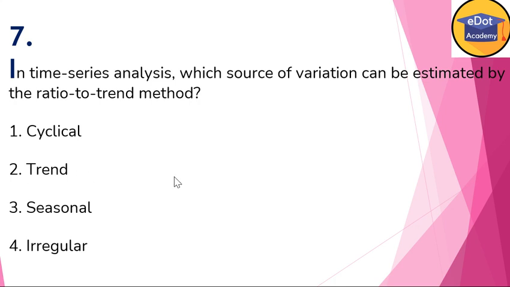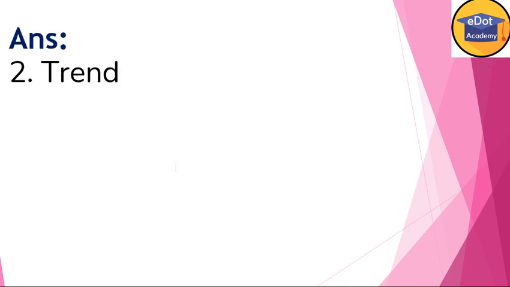Seasonal is also not there. Irregular is also not there. So trend is the correct option. Okay, so option 2 is correct.